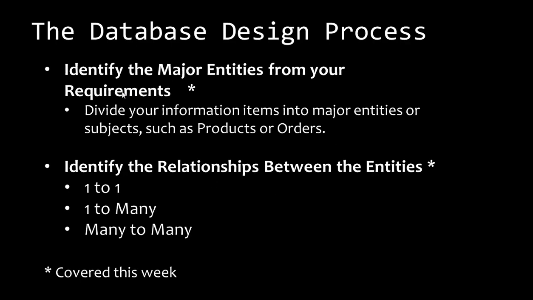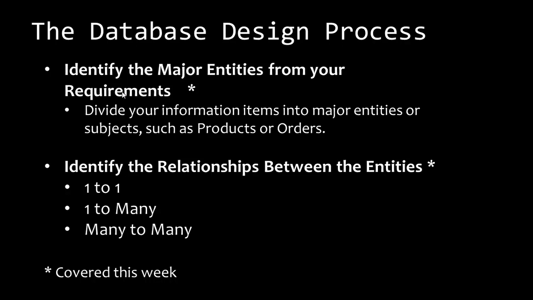Once we get our requirements, what we're going to do is go out and identify these entities from your requirements. We're going to divide your information into these major entities, which are a person, place, or thing, or an object. That's just basically these nouns, if you will, that we gather from our requirements, and we're going to identify all of those. I'm going to take you through a process in a different video that will show you how to go about doing that. Some examples, products or orders, maybe from like an Amazon type of environment.